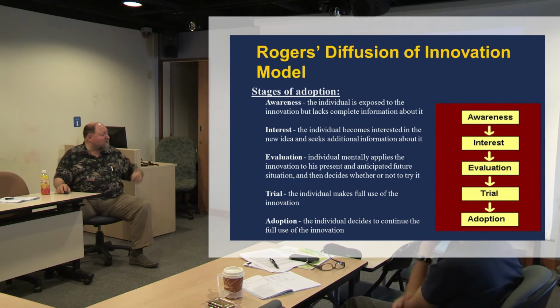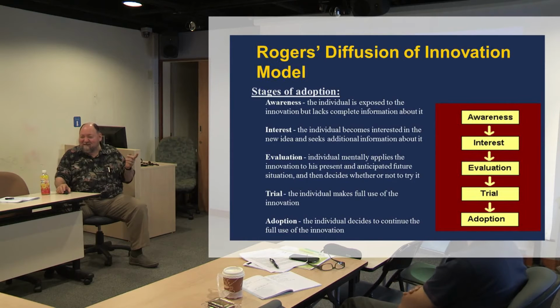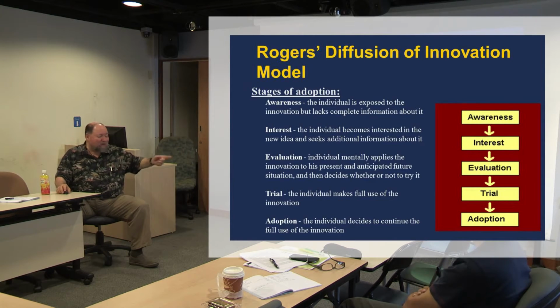So here are the stages of adoption. You notice how similar this is in many ways to the stages of change: awareness, interest, evaluation, trial, adoption. Awareness is individuals exposed to the innovation but lacking complete information. An individual becomes interested in the idea, seeks additional information. Individual starts to evaluate the innovation and anticipate future uses of the information. People start to try out the information, and then eventually they adopt the information and utilize it.